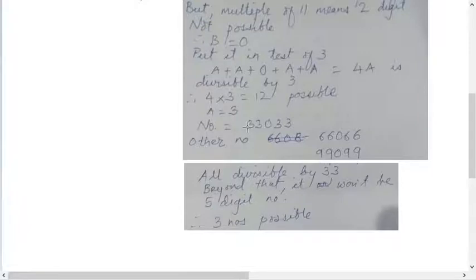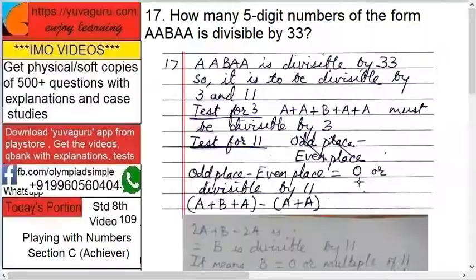But we want what? Only 5-digit. So which numbers are possible? 1, 2 and 3. So only 3 numbers are possible which are divisible by 33 and which are 5 digits. Okay. So the answer is 3 numbers possible. The options will be 3, 4, 5, whatever. So tick 3.